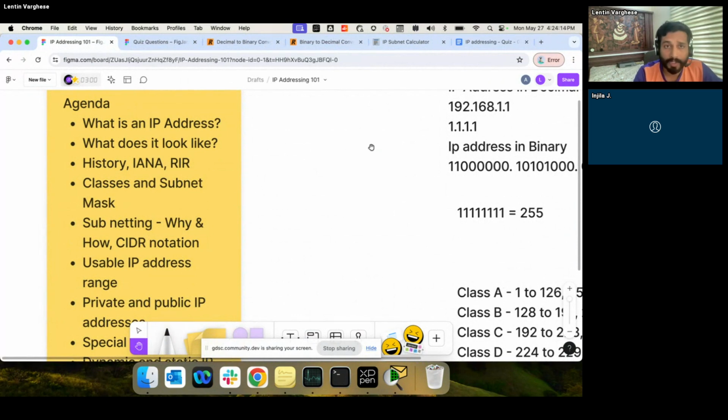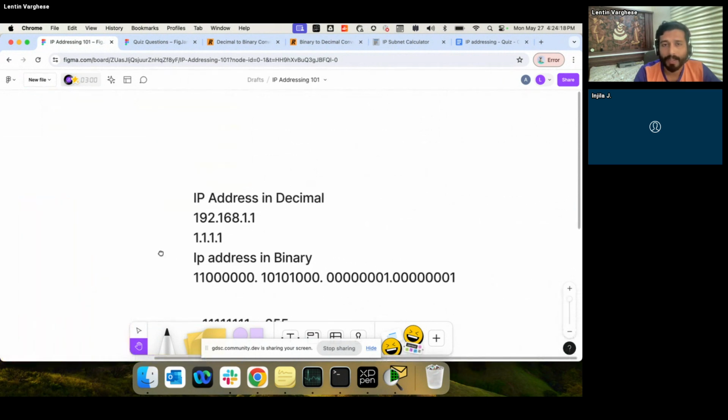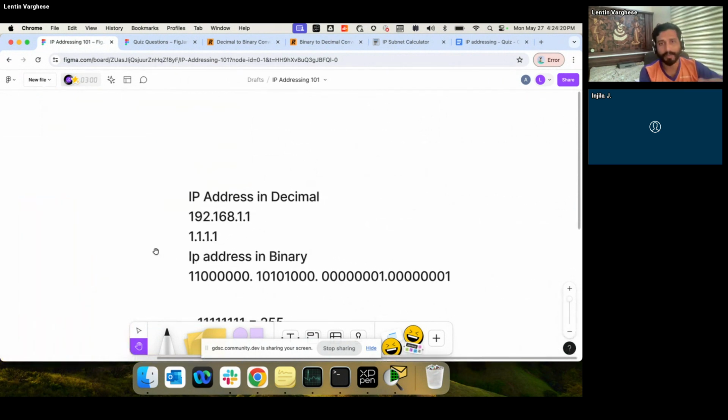In here, I have the agenda listed out in a sticky note. So we already discussed IP addresses. We are talking about what it looks like, right? Here's an IP address, right? 192.168.1.1. This is an IP address.